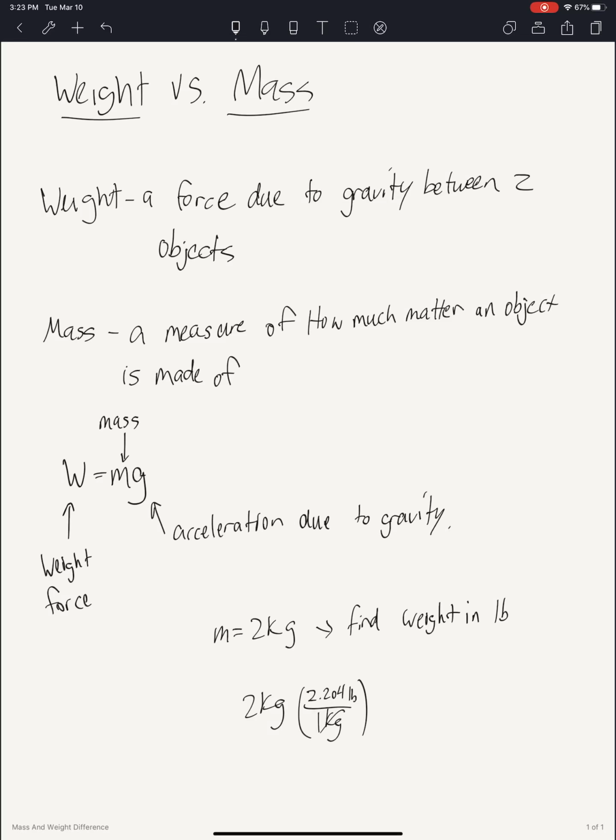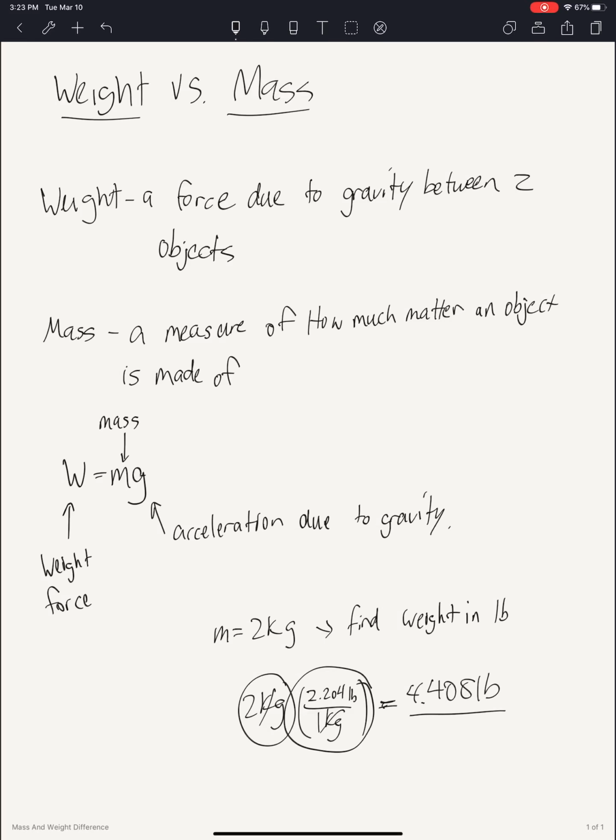2.204, so the units cancel. I'm left with 4.408 pounds. The problem with this calculation is that this might feel like a unit conversion, but this is not a unit conversion. I'll talk more about that in a minute, but let's identify this first. This felt like a unit conversion, right? I took my current unit, 2 kilograms, I converted it to pounds, and now I have the answer in a new unit.